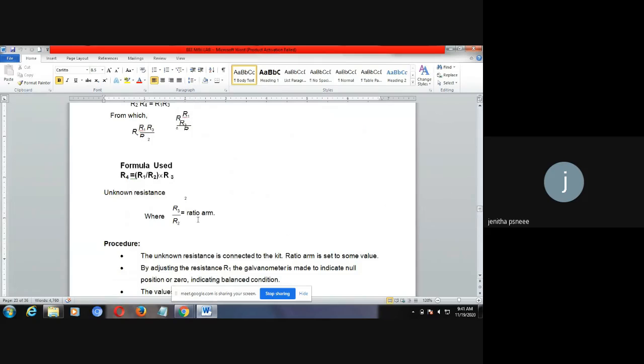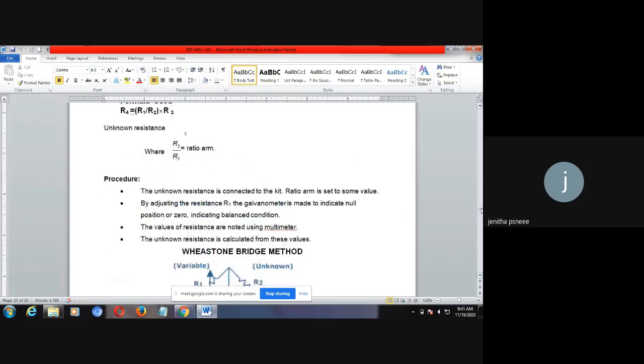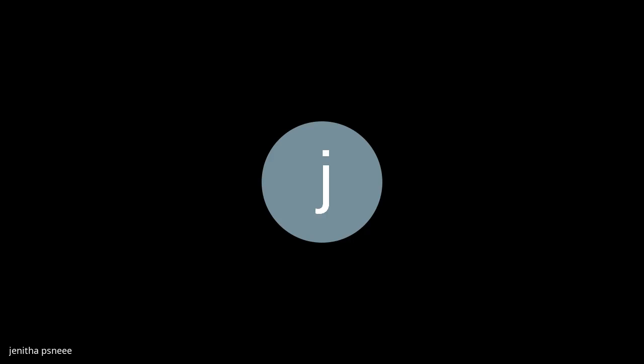Then the formula will be R4 equals R1 by R2 into R3. This is the formula, where R4 is the unknown value. Here we are deriving the formula so that we can find the unknown value. The 3 arms, or rather 2 arms, will be kept at fixed values, and 1 arm will be varying. I will show it in the diagram.